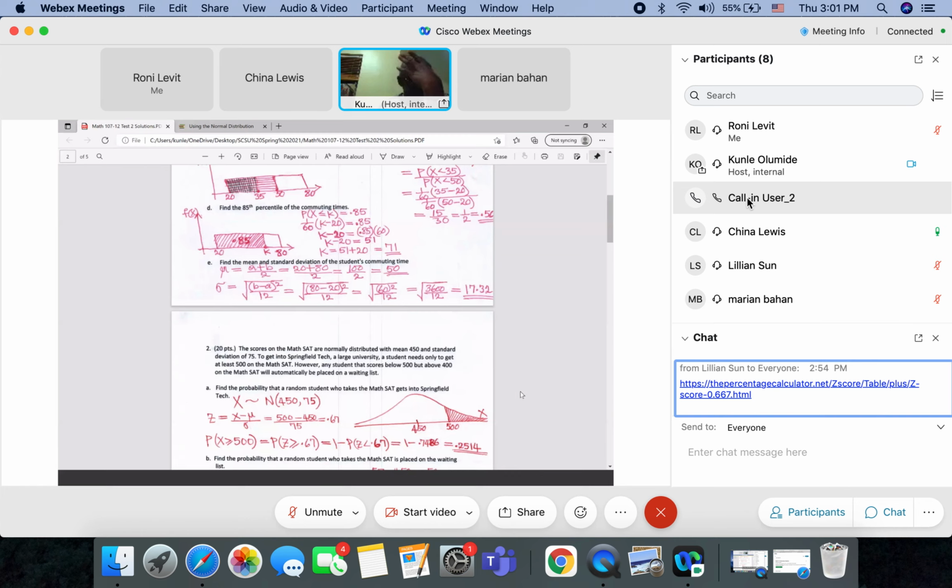So I set it up the same way where z equals x minus mu divided by sigma. I got 400 minus 450 divided by 75, and from there I got negative 0.66667. Once again, I didn't keep it to two place values. But that's the first step.